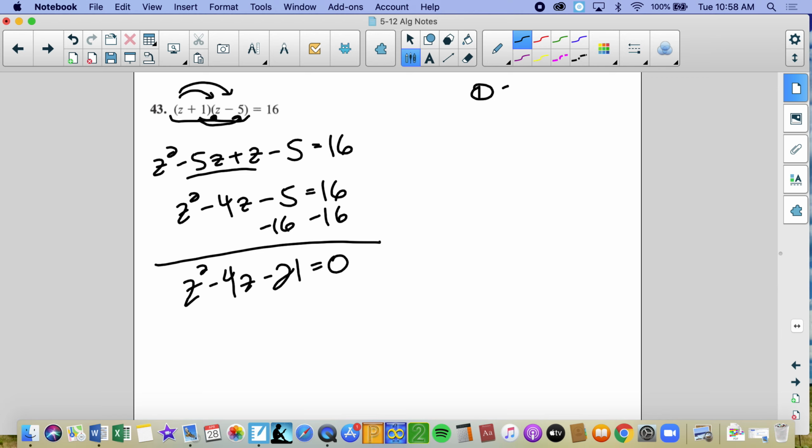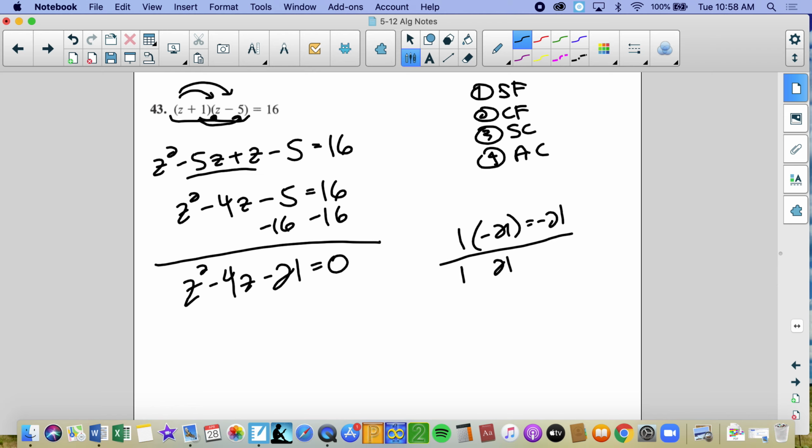We're going to see, is there a common factor? Or excuse me, is it in standard form? Yes. Is there a common factor? No. Special case? No. A times C. Let's try A times C. A is 1, C is negative 21, so negative 21. Factors of 21 are 1 and 21, 3 and 7. Since the product is negative, the signs are different, and the bigger gets the negative sign. So the bigger is going to be negative, and the smaller will be positive. That's negative 7 and positive 3, and that's negative 4, that's my middle.